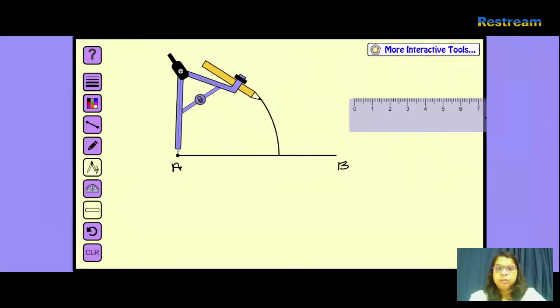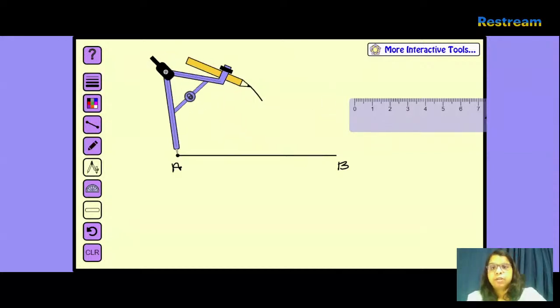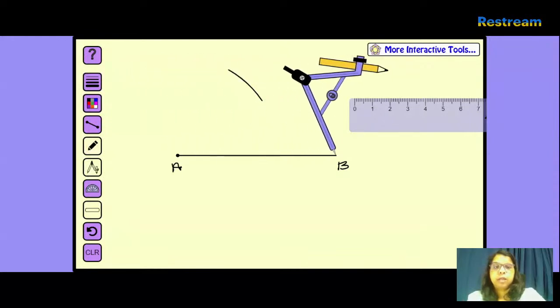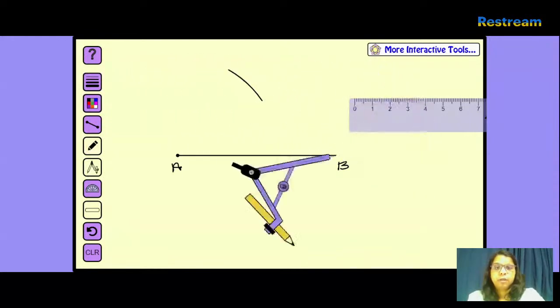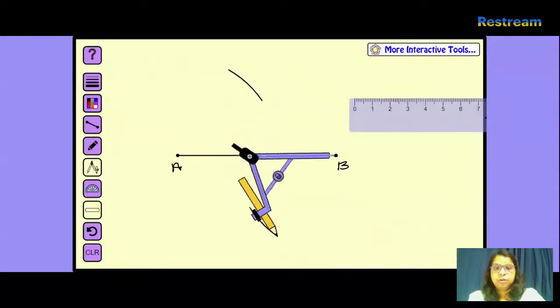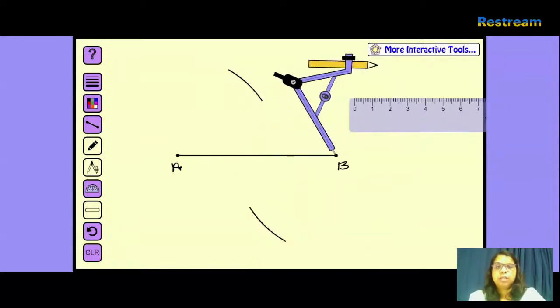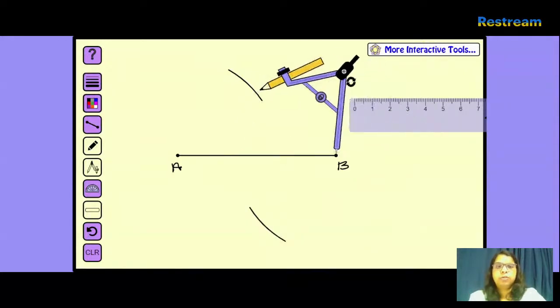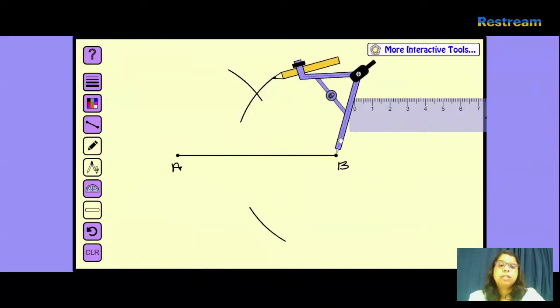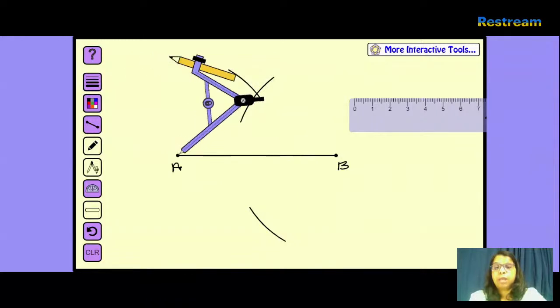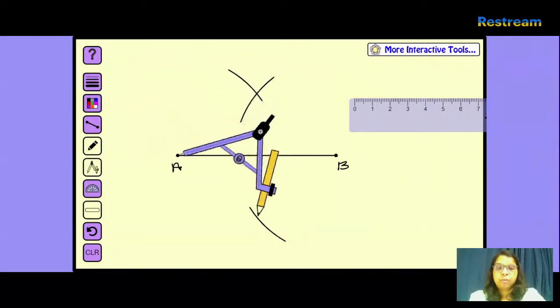Now again, we are going to, oh sorry. Okay, so this is one arc, and this is another arc that I'm going to draw from B. Oh, I forgot the arc from A. No problem, I can do it again. So basically here, I'm going to draw the arc from B. You have to keep the distance the same, whether you are drawing the arc from A or from B. You have to keep the distance the same.